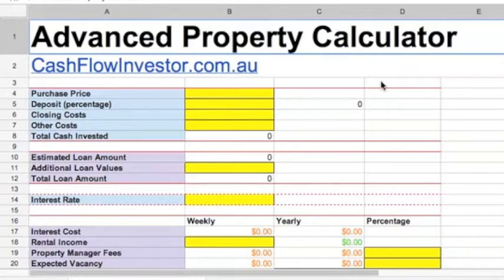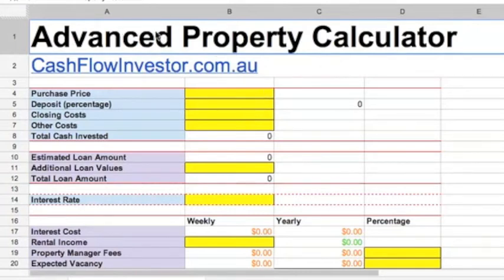cashflowinvestor.com.au, and I wanted to quickly walk you guys through the advanced property calculator that I've created. Now, currently, this is a downloadable Excel document, but in future, it will move to a web-based calculator, so you can do it from anywhere you are on whatever device you're on.